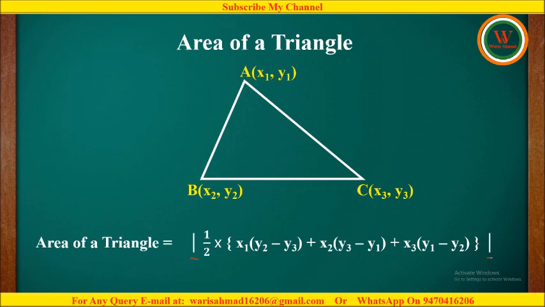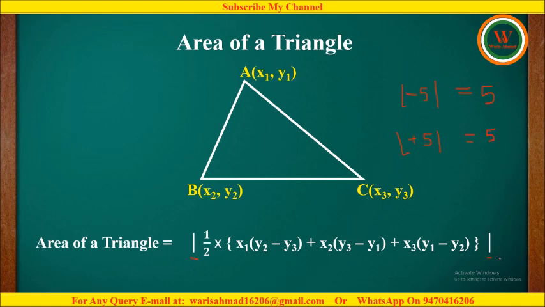This mod is representing the positive area. Whenever we are putting any value inside the mod, let us see here, suppose we are having minus 5 inside the mod, then the result will be equal to plus 5. If suppose we are having only plus 5 inside the mod, then also we will have the plus 5. In both the cases we will have positive value. That's why we have to put the mod.